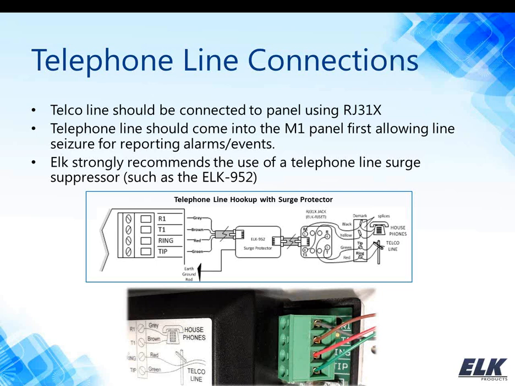We're now going to turn the board. We're going to talk about everything on the right-hand side of the board, and first off is the telephone connection. Now, again, if you buy an M1 board in a kit, you are going to get an RJ block set, and you're also going to get an ELK 952, which is a single telephone surge protector. In case there is any surge, this thing's going to do its job and it's not going to feed it on to the panel itself.